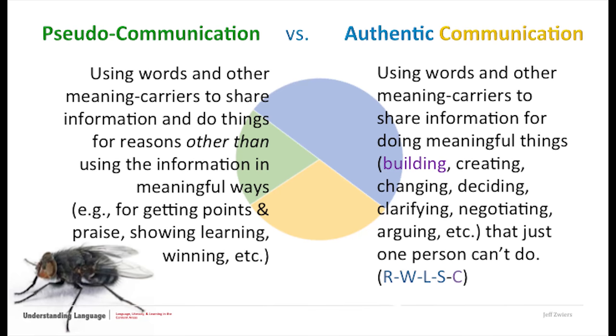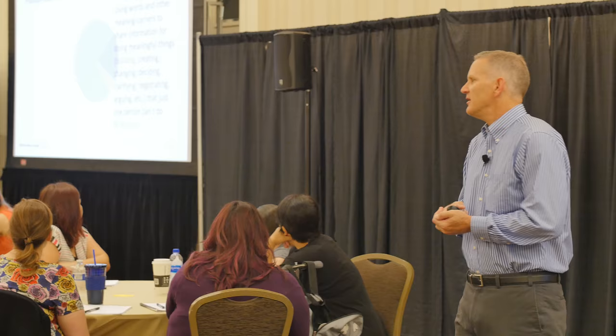Okay, now we're going to look at the authentic communication dimension, and I'll tell you what that pie chart means in a minute. But authentic communication is using words and other meaning carriers to share information for doing meaningful things, building, creating, changing, deciding, clarifying, negotiating, arguing, that just one person can't do. So even if I'm reading something and I'm getting something out of it, I needed that author to write. If I'm listening to someone, of course I need that person. So I need that other person, and if I really want to construct meaning from it, then it's authentic.